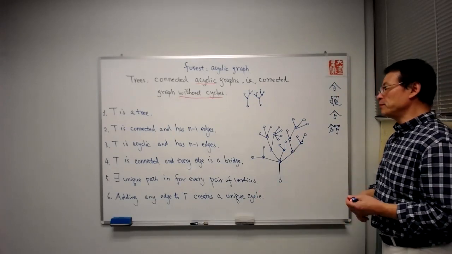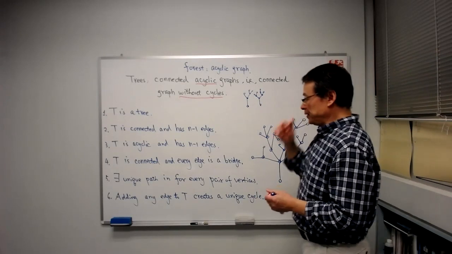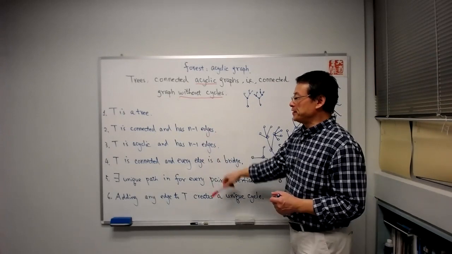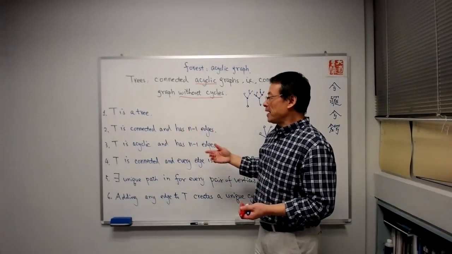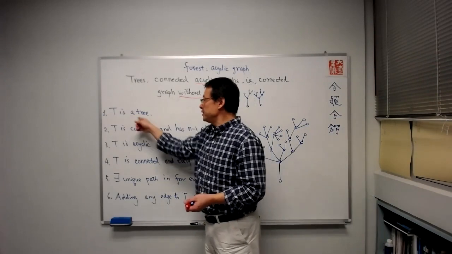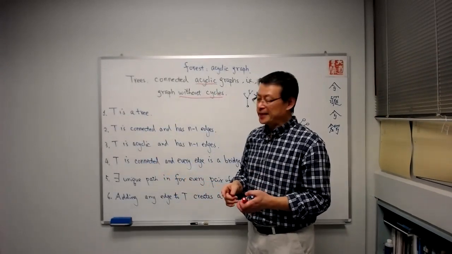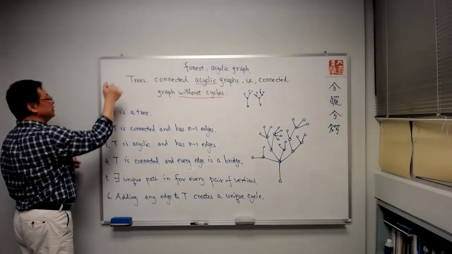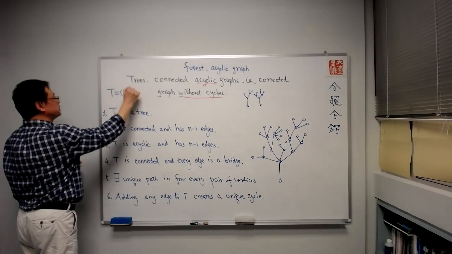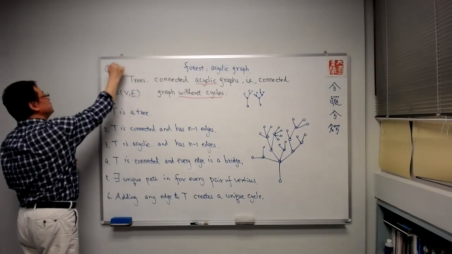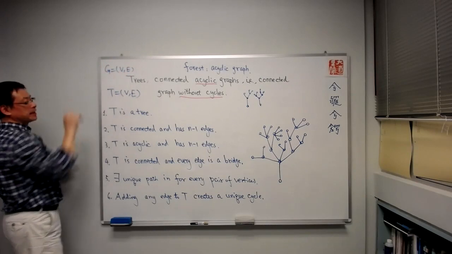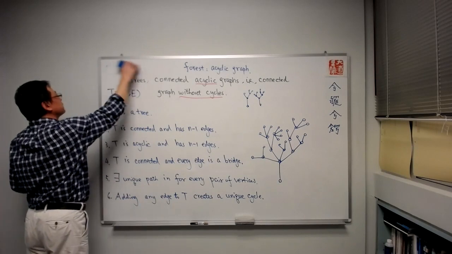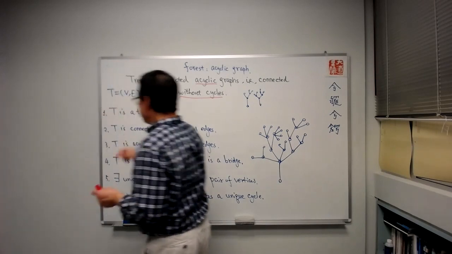Now, a tree has a lot of important properties. So here I listed 5 of them. All of them are equivalent to a tree. By that, I mean you can say that T is a tree. Typically for a tree, we use T instead of G for the simple reason that tree starts with T. So all these conditions are equivalent.